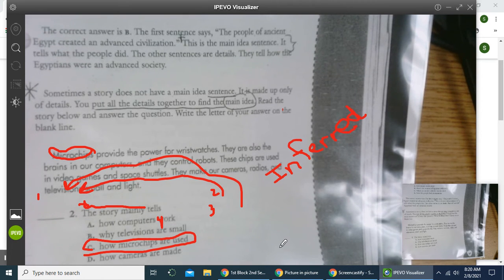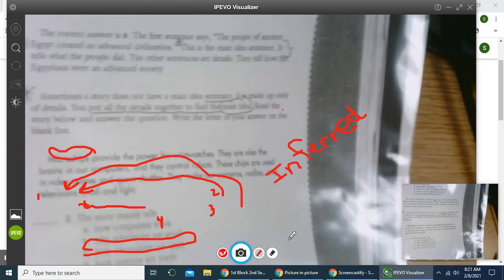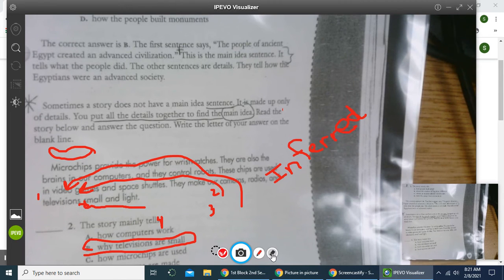All right, let me see if I can get this to erase my little... there it is. Thank you. Ask and you shall receive.